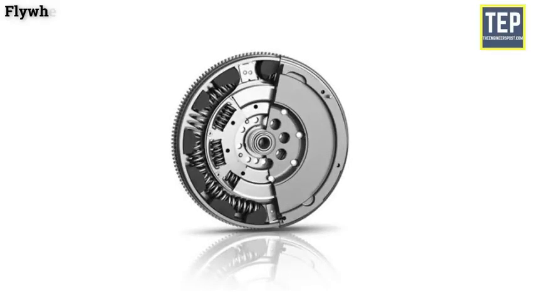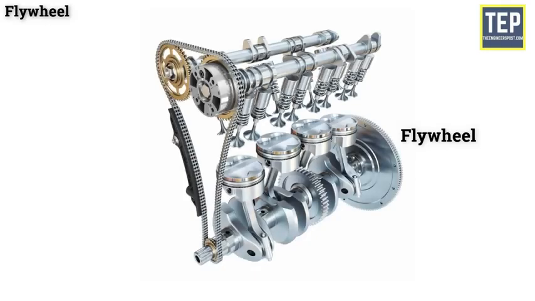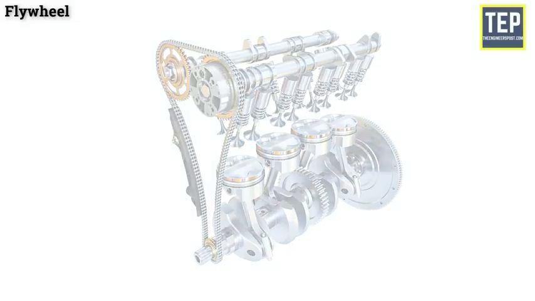Flywheel. The flywheel is used in a transmission system of a vehicle. A flywheel is a heavy steel wheel attached to the rear end of the crankshaft. The size of the flywheel depends upon the number of cylinders and the construction of the engine. The inertia of the flywheel tends to keep the crankshaft running at a constant speed.